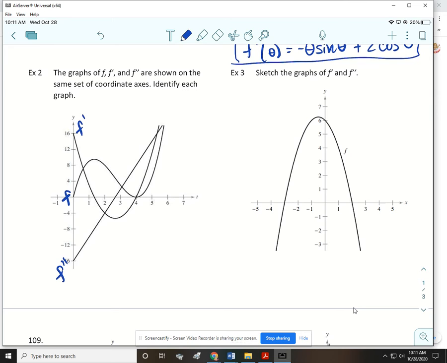All right, example 3 is a little bit more difficult. We have the graph of f, and we're going to sketch the graphs of f prime and f double prime. So let's start with f prime, and don't forget, the graph of f prime is the slopes of f.